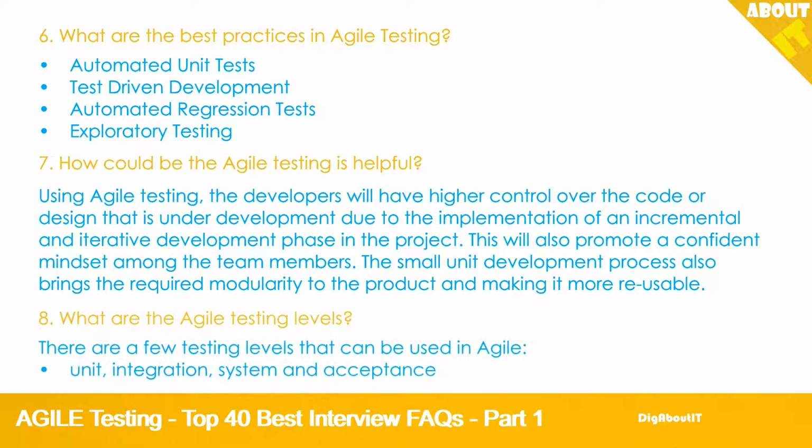8. What are the Agile testing levels? There are a few testing levels that can be used in Agile. Unit, integration, system and acceptance.